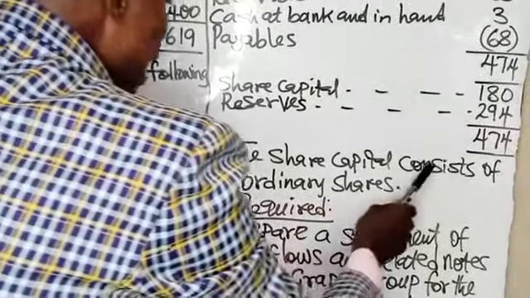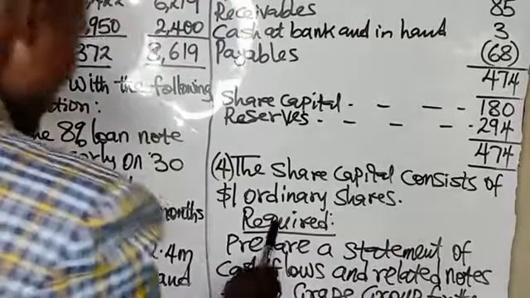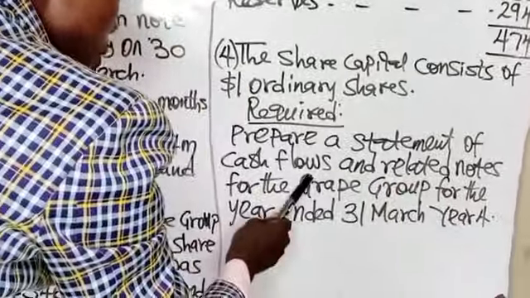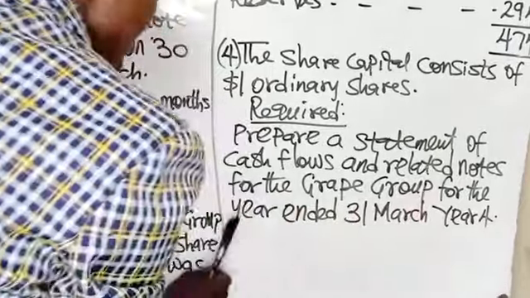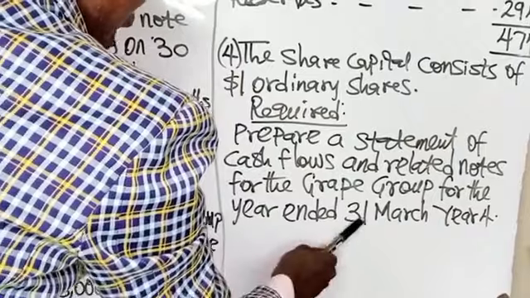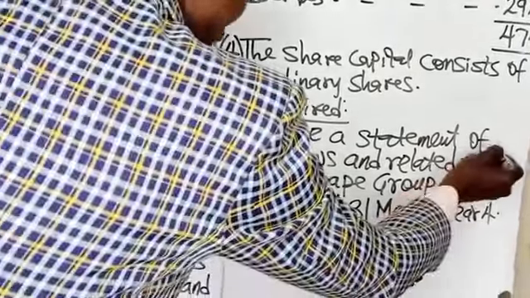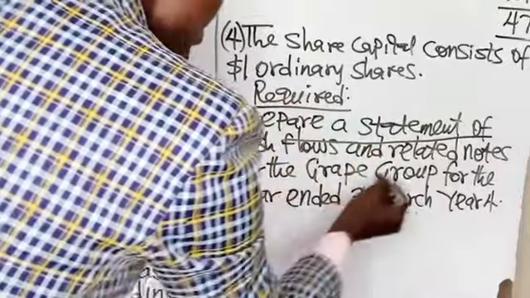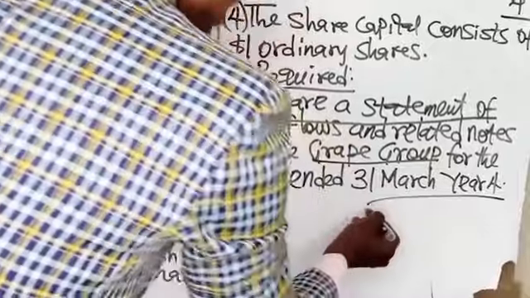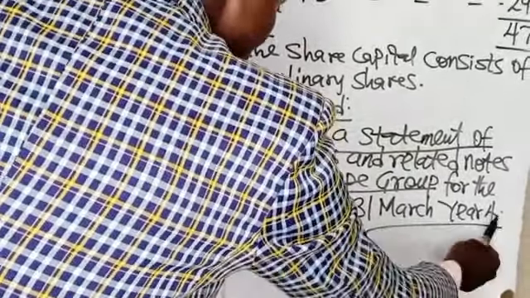Note 4. The share capital consists of $1 ordinary shares. Required: prepare a statement of cash flows and the related notes for the Grape Group for the year ended 31st March, year 4. You want to prepare the statement of cash flows for Grape Group for the year ended March 31st, year 4.